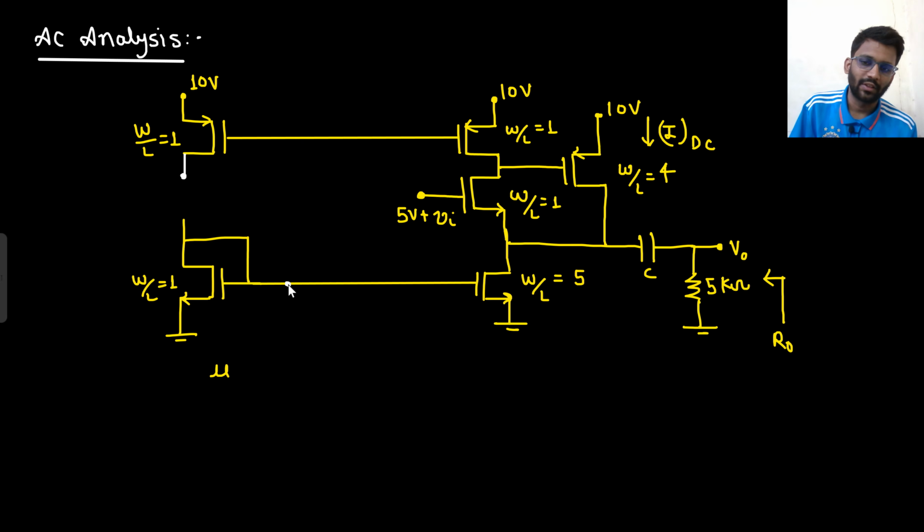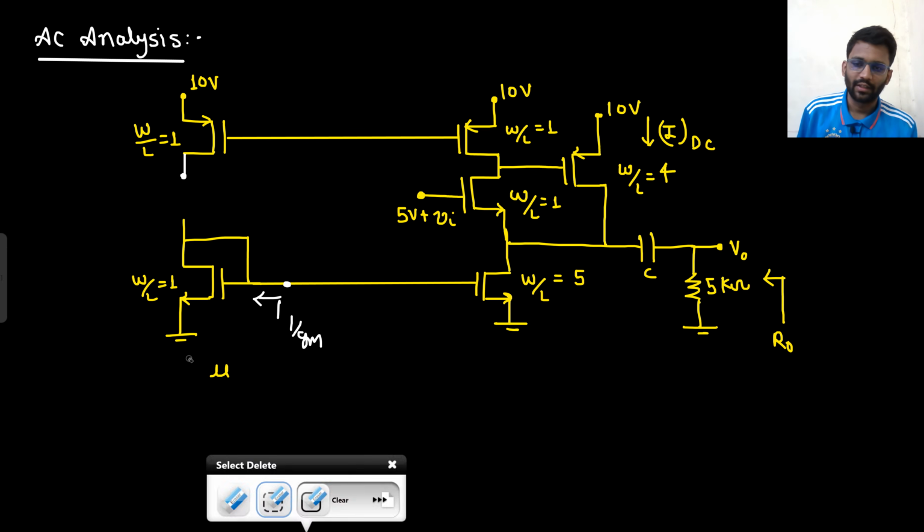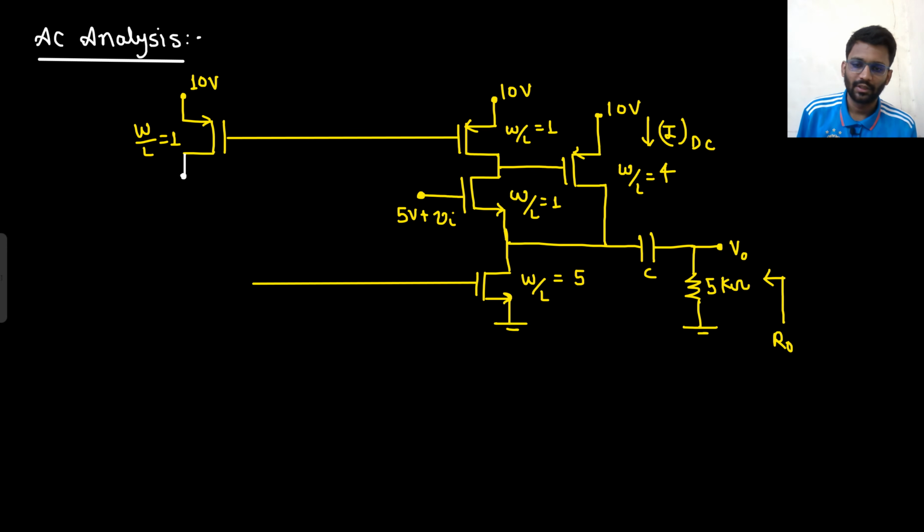If the current source is open circuit, how this will be replaced with 1 by Gm, right? From here, what do you see? 1 by Gm. I can replace this much of circuit with 1 by Gm. Now, since this is replaced with 1 by Gm, what is the current flowing here? 0 ampere. So, what will happen to this node? Since there is 0 ampere current in the resistor, this node will be 0 volt only. So, this will be shorted. This node will be shorted only.